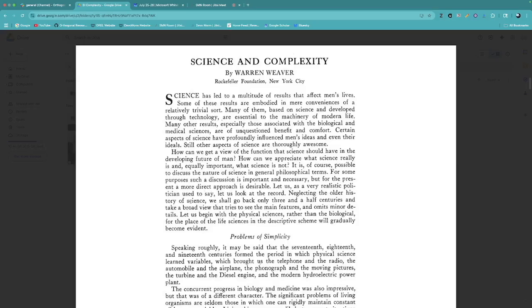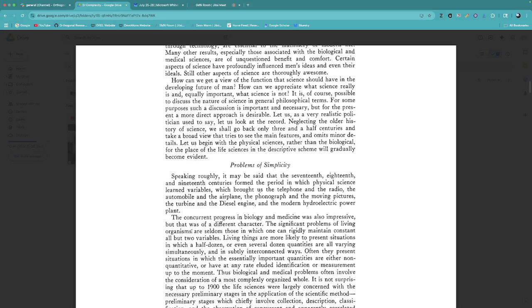Neglecting the older history of science, we shall go back only 3.5 centuries and take a broad view that tries to see the main features and omits minor details. Let's begin with the physical sciences rather than the biological, where the place of life sciences in the descriptive scheme will gradually become evident. So this is where he starts to talk about simplicity and reductionism and things like that.